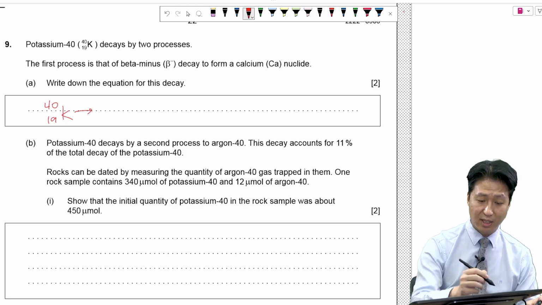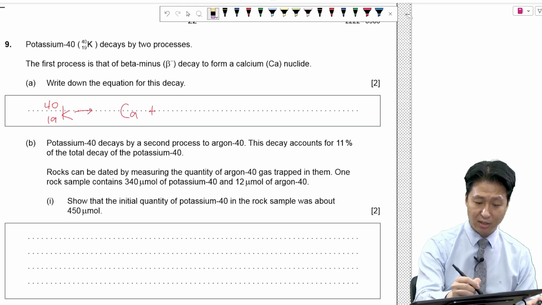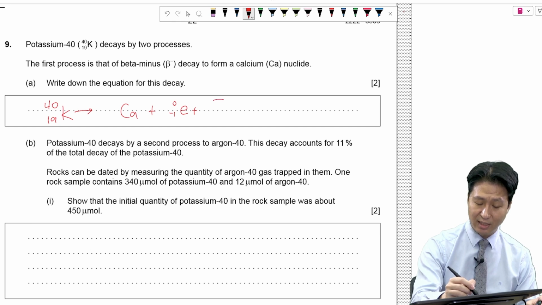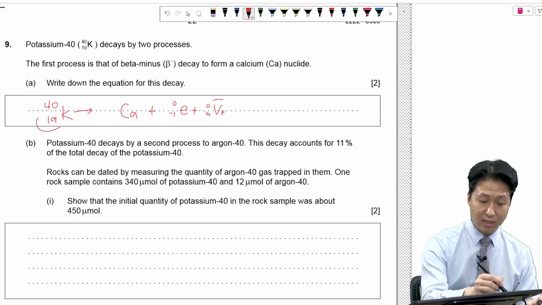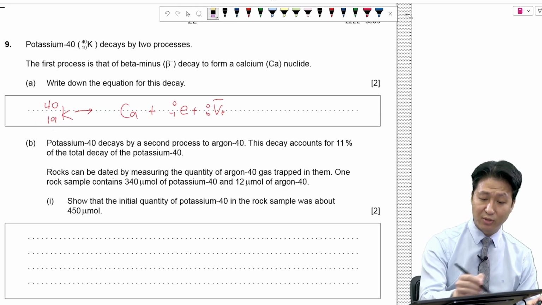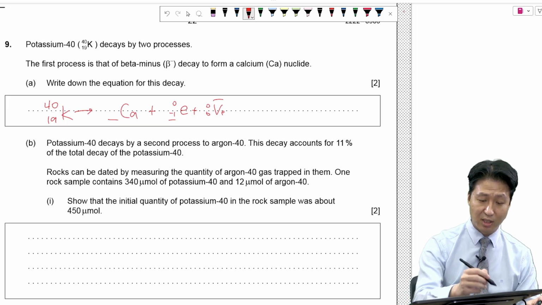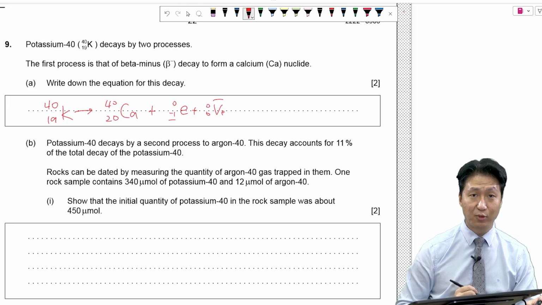It will decay into calcium, Ca, plus, it's beta minus, so it's an electron, 0, negative 1. And if there's an electron, there must be an anti-electron neutrino, like so. On this side, the number of protons has to equal the sum of all the charges, so it's going to be 20. And still 40, the same number of nucleons.